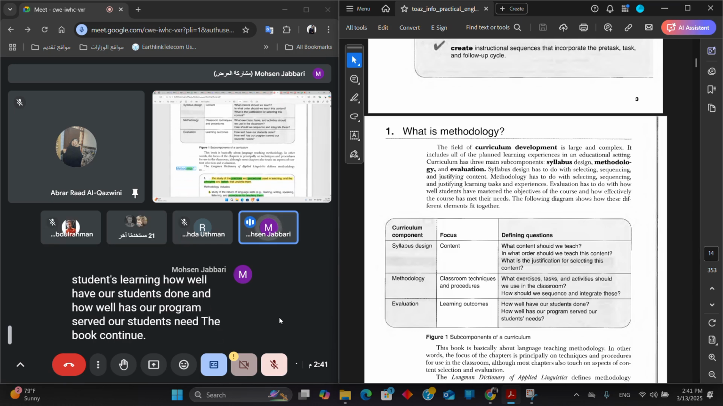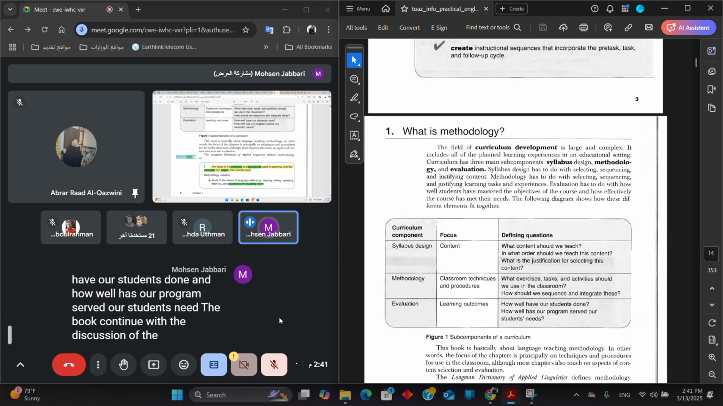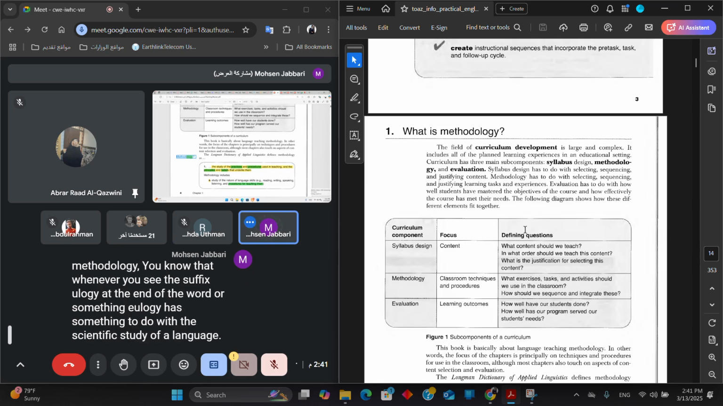The book continues with the discussion of the word methodology. Whenever you see the suffix -ology at the end of a word, it has something to do with the scientific study of a language.